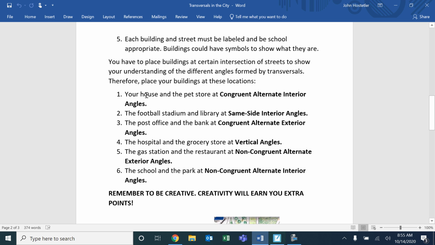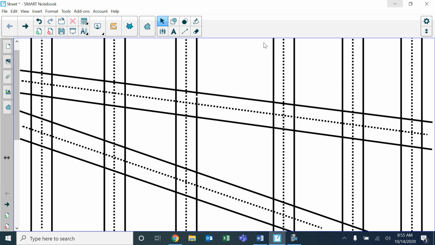It says your house and the pet store have to be at congruent, alternate interior angles. So that means they have to be congruent. That means you're looking for parallel lines. So your house and the pet store. So here are 2 parallel lines. Now there's a bunch, but here are 2 parallel lines that are cut by a transversal.